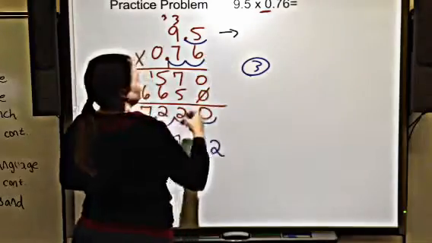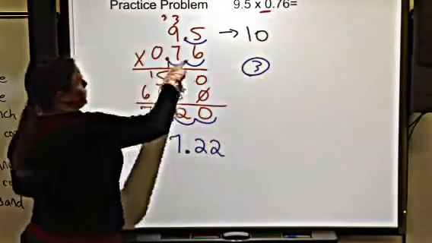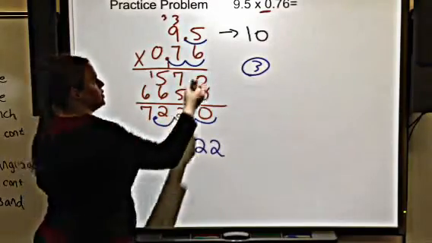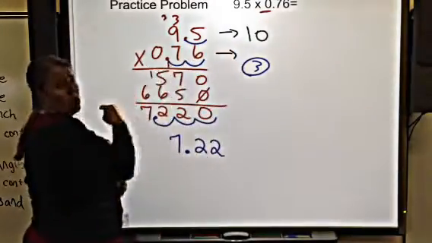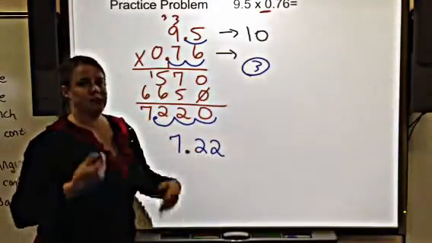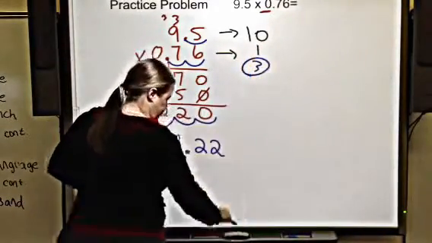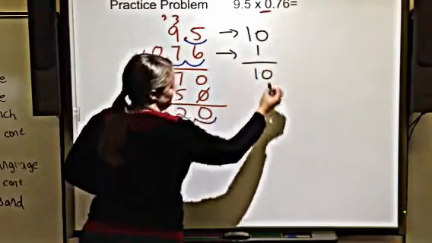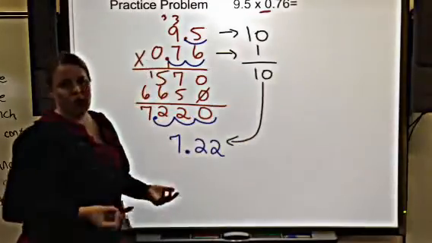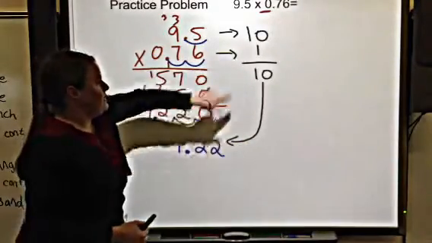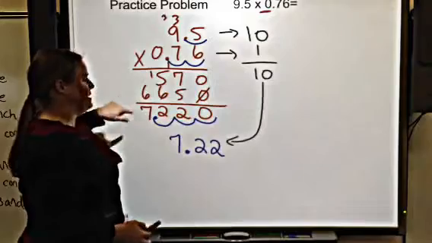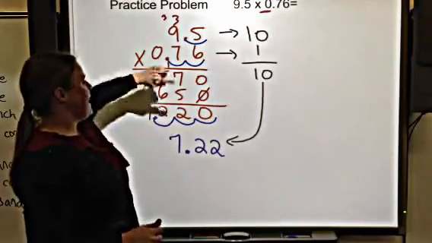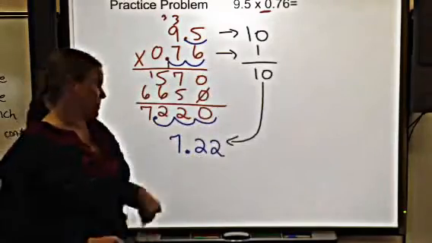And now I need to find out if this makes sense. 9.5 rounds to 10, and 0.76 is above 50, so I'm going to go ahead and round it up to 1 whole. Think of it as money, 76 cents. A dollar is closest. And 1 times 10 is 10. This answer is close. Basically, the point of this is to make sure you're not left with forgetting to put your decimal in altogether. You would have known that 7,220 does not make sense for 10 times 1.